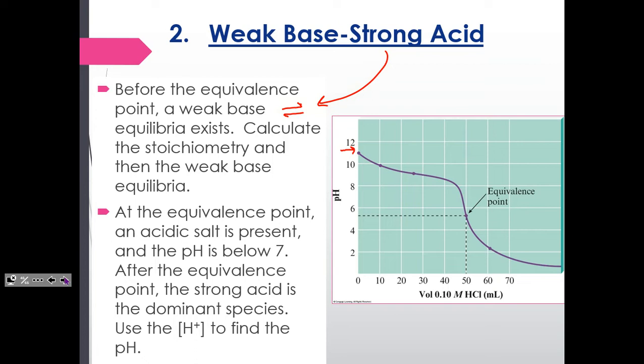At the equivalence point, an acidic salt will be present, which is going to turn around to react with water, which will actually lower the pH below 7. After the equivalence point, the strong acid is the dominant species, and we'll see a sharp decrease in pH because of the high increase in concentration of H+.